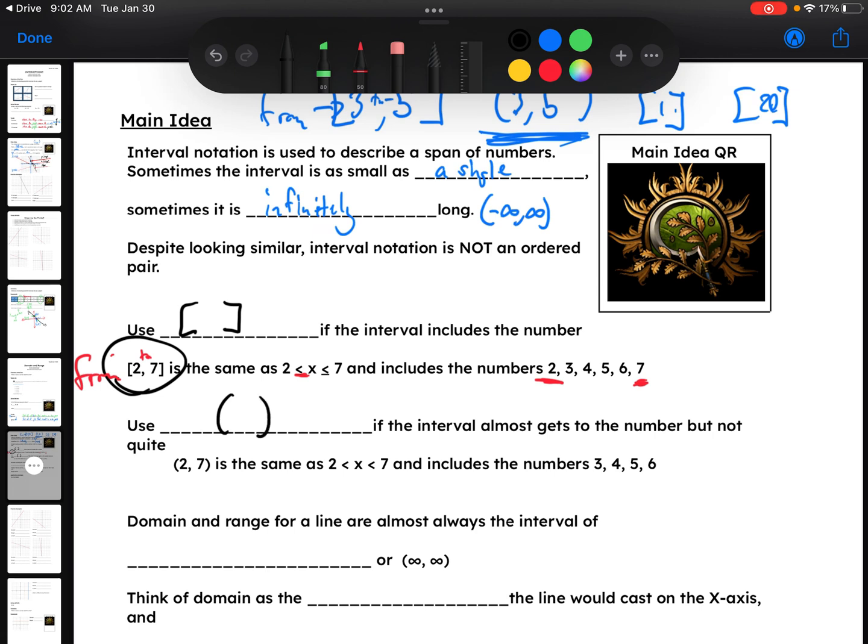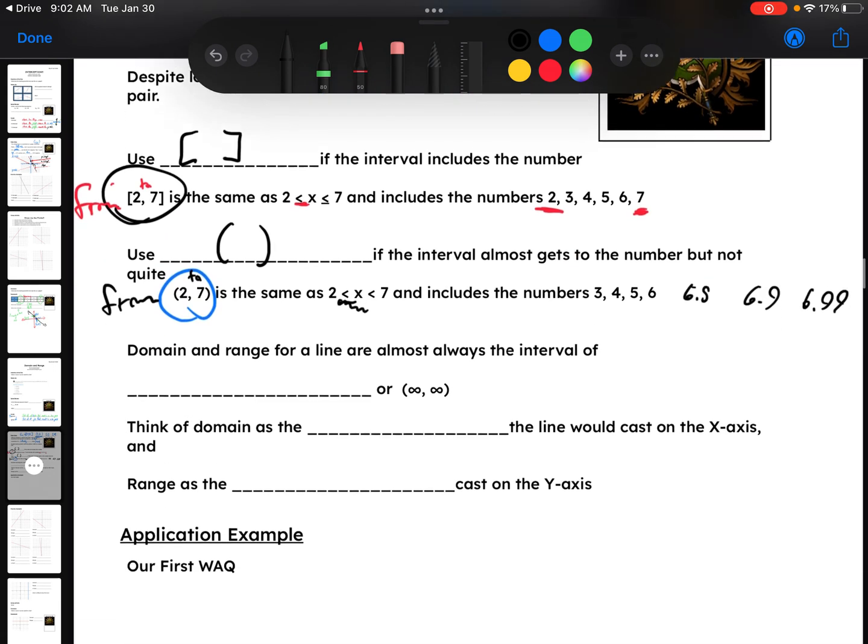If I use parentheses, we use that if we get almost to the number, but not quite. So in this one, if I'm going from 2 to 7, because I'm using parentheses, it would look something like this, where it doesn't have the line under it, meaning we don't include those numbers. So the numbers included in that list would be like 3, 4, 5, and 6. Keep in mind, this would also include 6.5, 6.9, and 6.99. It just doesn't include 7.